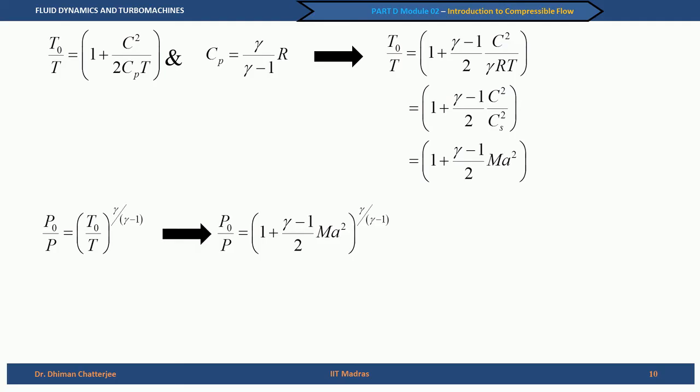Try to prove it yourself by taking that Mach number is very small. I leave it to you as an exercise, and show that in the limit of small or low values of Mach number, you will get the incompressible flow relationship connecting stagnation pressure and static pressure.